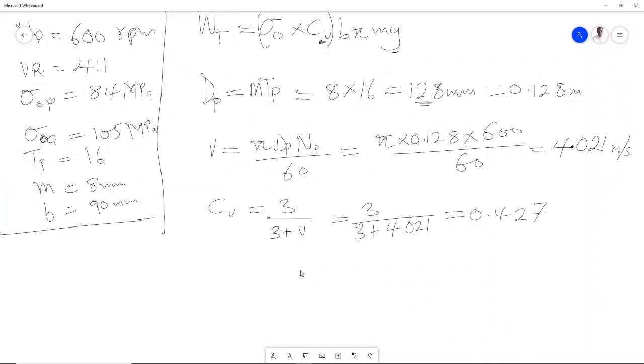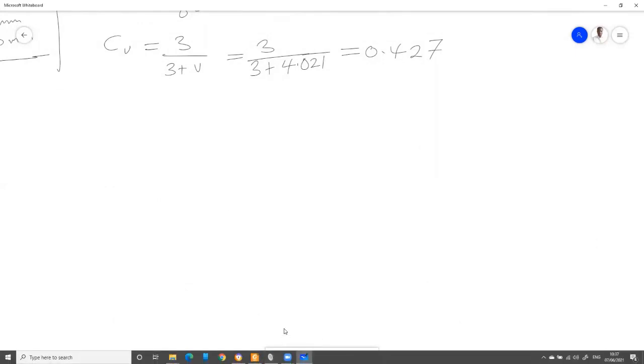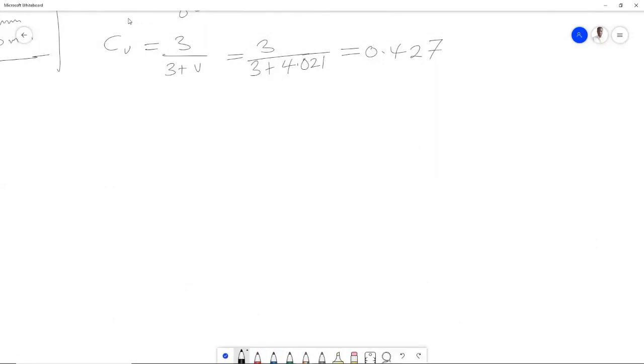So we have the form factor YP to be equal to 0.154 minus 0.912 divided by T. If we are dealing with the form factor for the pinion, we use this formula because it depends on the number of teeth.